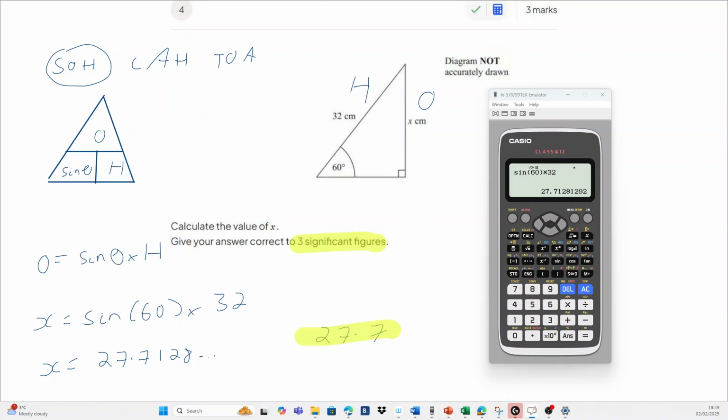It's quite important that we get good at the rounding because you lose marks for inaccuracies there. Okay, but that is it. And I always think of a sanity check: does that make sense? Well, yeah, if this side here is 27.7, it is a bit shorter than the hypotenuse, the longer side, so it seems reasonable to me. So that's good.